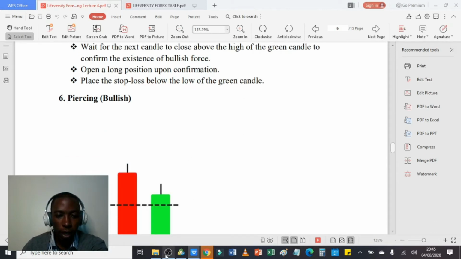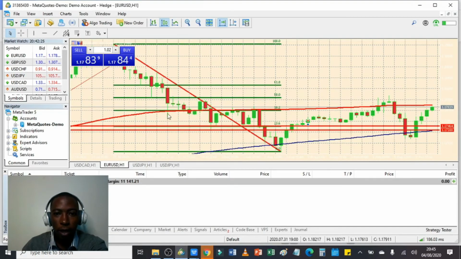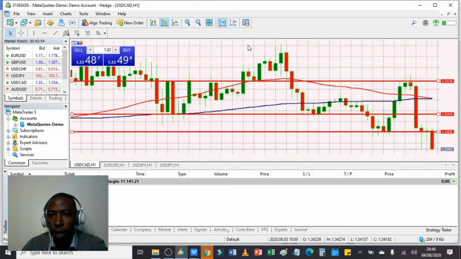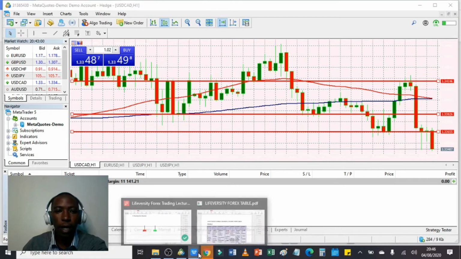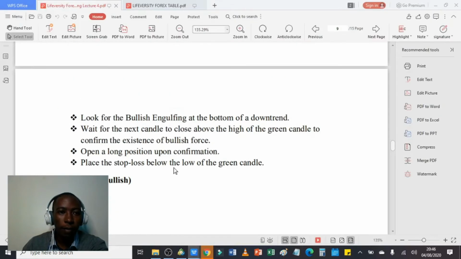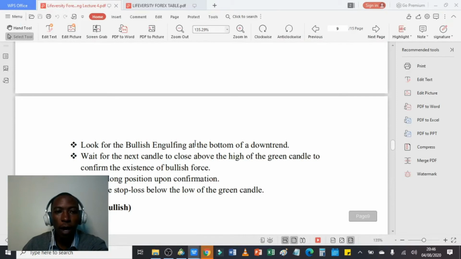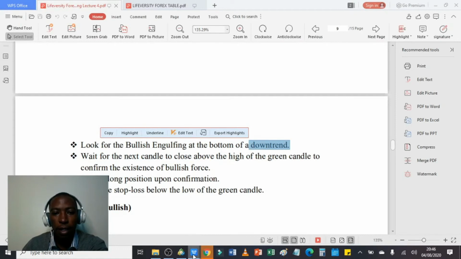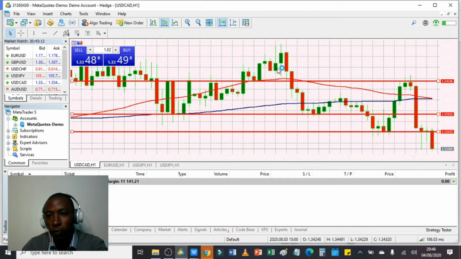We just head over to our chart so that we can locate it. It's usually located at the bottom of a downtrend, the bullish engulfing. Here it is. As you can see, in the lecture we said it can't be located. Look for a bullish engulfing at the bottom of a downtrend. Very important.